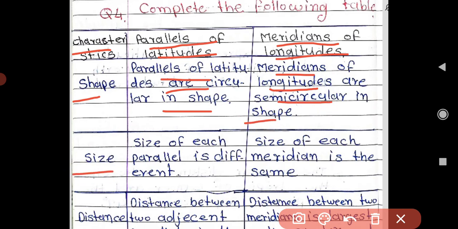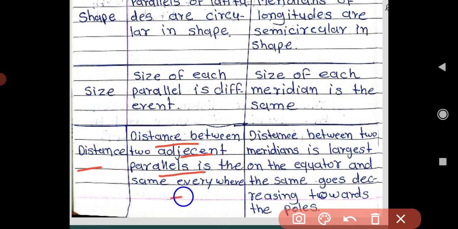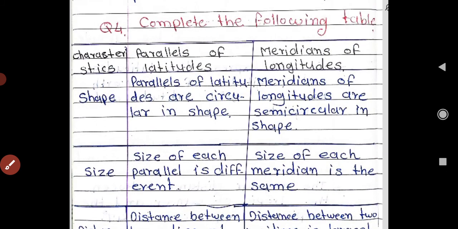Now size. Size of each parallel is different. Size of each meridian is the same. Now here we are understanding distance. Distance between two adjacent parallels is the same everywhere. Distance between two meridians is largest at the equator and goes on decreasing towards the poles. This was the last question, question number 4.